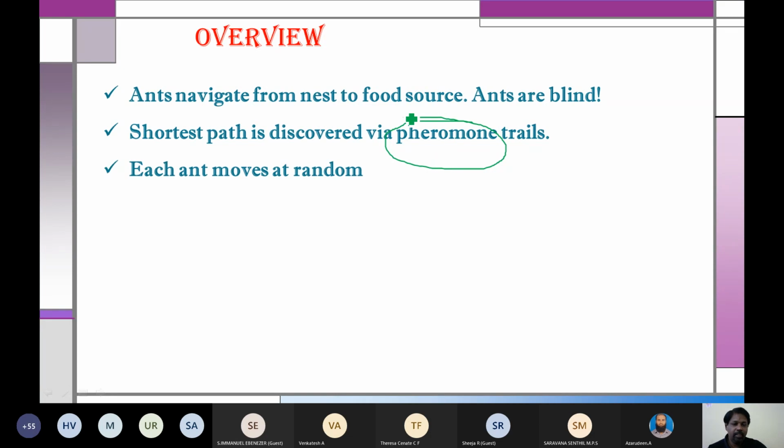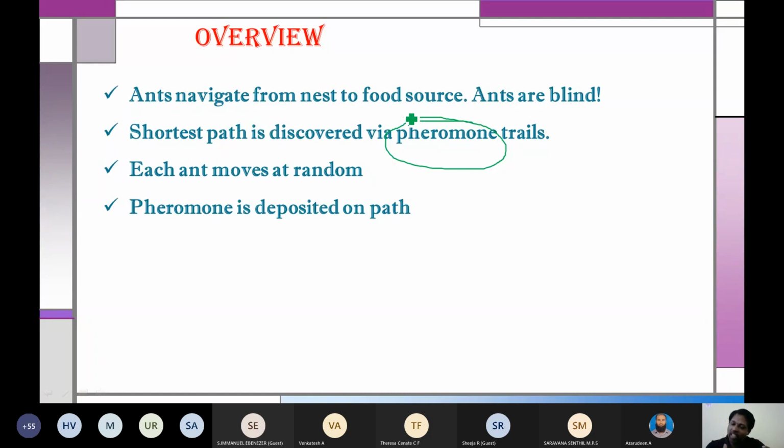Each ant will initially move randomly. Just an example, if in my home you put some food source somewhere else, you can see that all ants will be coming in different directions. But after some time you can see all ants will move in the same line. That will be the shortest path. Even we don't know what the shortest path is, we just see that they find it. Initially they move randomly, but finally they find the shortest path.